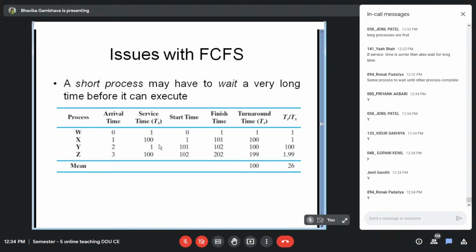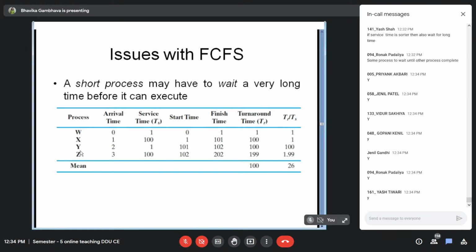Even though Z was the newer process, because Y was a shorter process, the impact on that is higher. So that is why we say that if a process which is shorter has to wait for a longer duration, then that is a bit problematic.